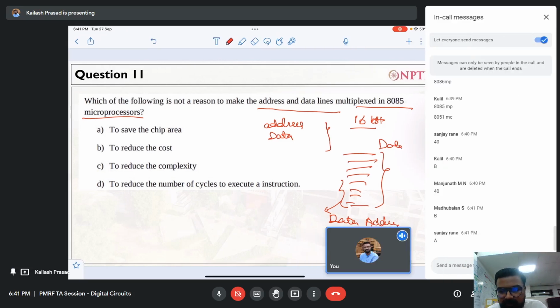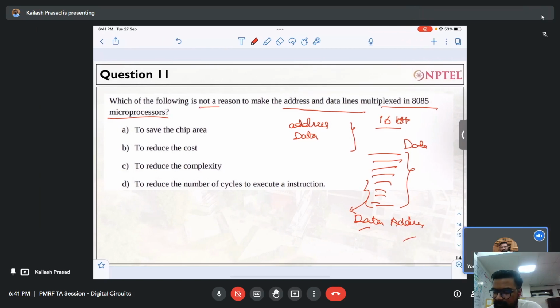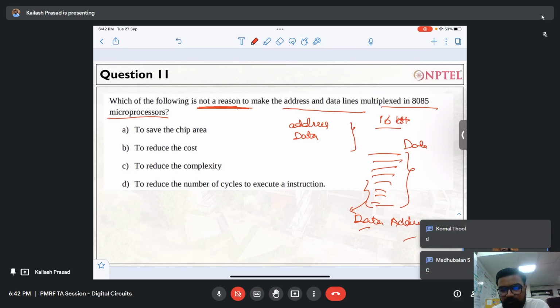So what are the answers we have? We have E, to save the chip area. B, we have to reduce the code. The question is, which is not the reason? Not a reason, right? What will it do if you do the multiplexing? And why do you want to do the multiplexing? Here, the question asks which is not the reason. I think we have two answers D, one answer C.